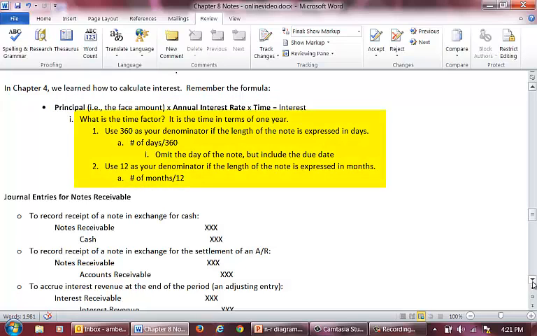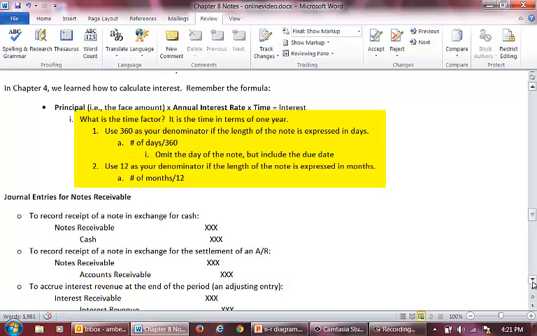The denominator will either be 12 for 12 months or 360 for 360 days. If the note has been outstanding for full months, then we can use 12 as the denominator and the number of months that have passed as the numerator. If the note has been outstanding for only a portion of a month, then we must use 360 as the denominator and the number of days that have passed as the numerator.